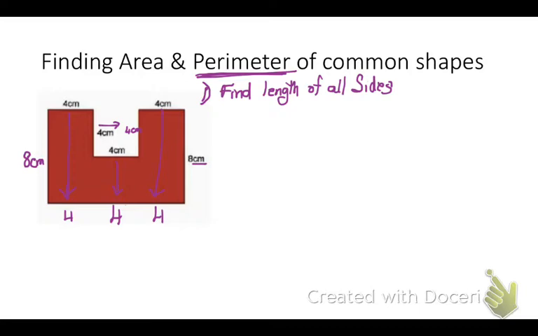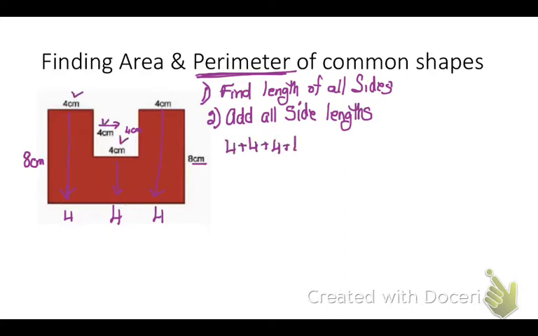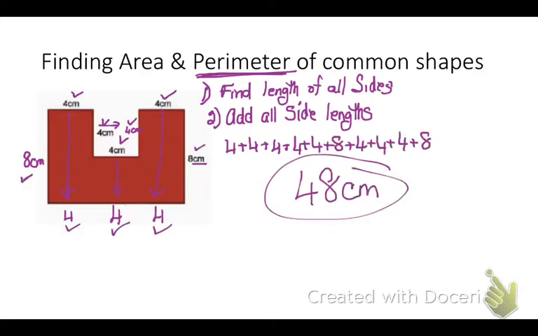And now I'm just going to add all of these up. Now, notice how I do this. When I'm adding these up, I actually put a check mark by each one as I go, so I don't forget any. I really highly recommend that you use that strategy. And I get that the perimeter of this shape is 48 centimeters. Now notice, perimeter is just linear length, so I don't need centimeters squared.